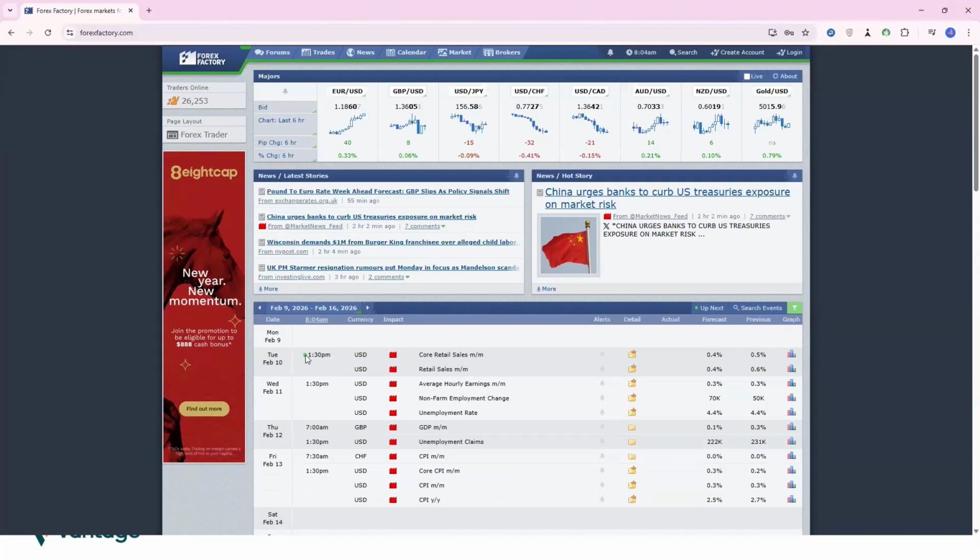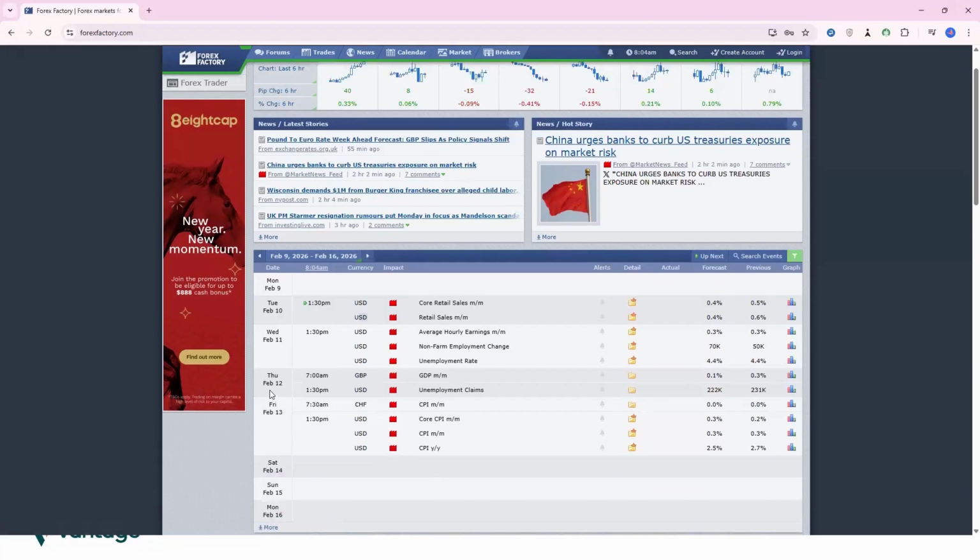Tomorrow, February 10, at 1:30 p.m. we have core retail sales and retail sales for the US dollar. February 11, 1:30 p.m., we have average hourly earnings, non-farm employment change and unemployment rate on Wednesday. Thursday, February 12, 7 a.m. we have GBP, and 1:30 we have unemployment claims for the US dollar. Friday, February 13, 7:30 a.m. CHF, and 1:30 p.m. we have three news for the US dollar for the CPI. This is the news for this week.